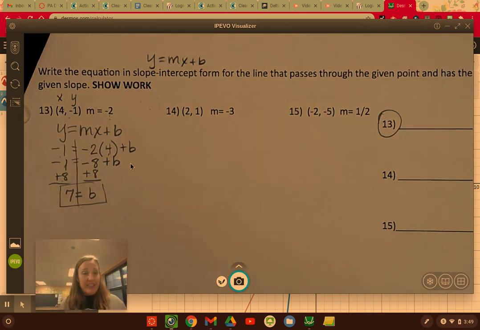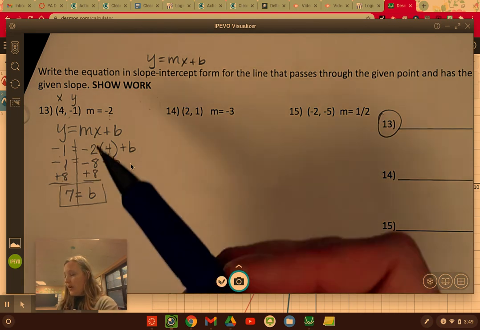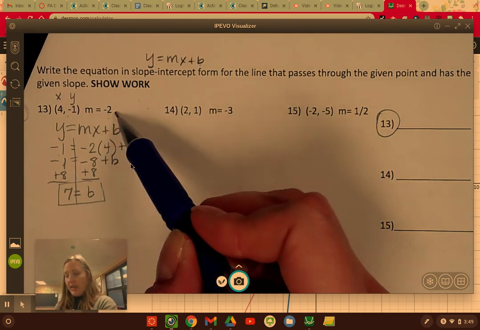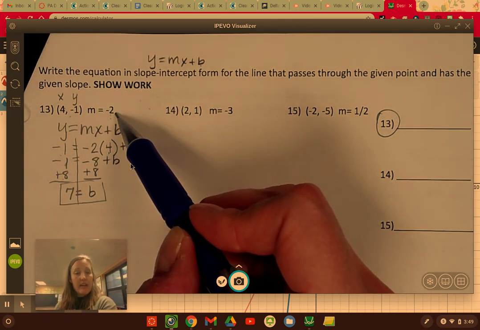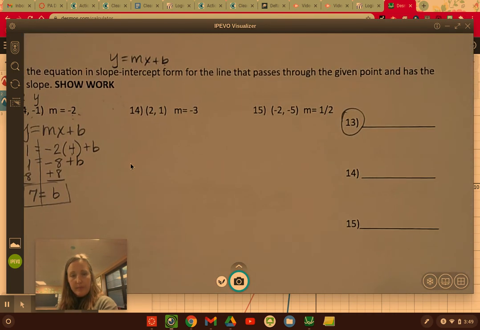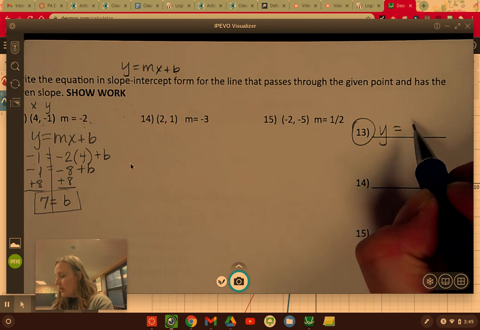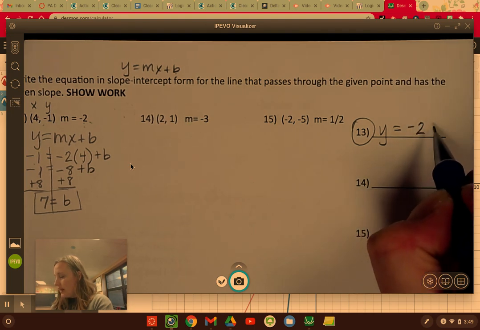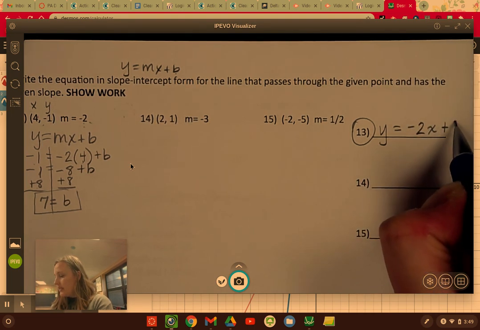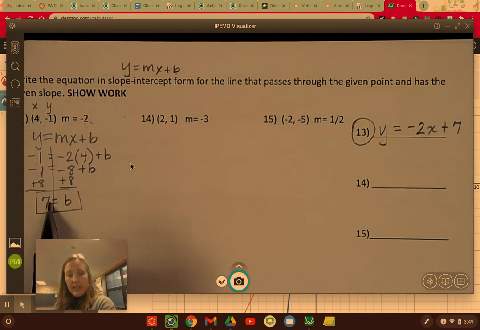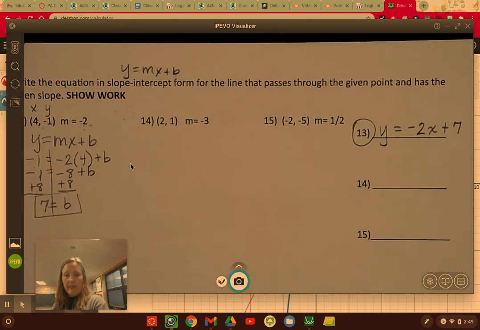Is that my answer? Is that what I was trying to get? No, but it's a part of it, right? So now I have the b and I have the m. That's enough for me to write the equation, right? So my equation is y equals mx plus b. And it's a positive 7, so it's plus 7.